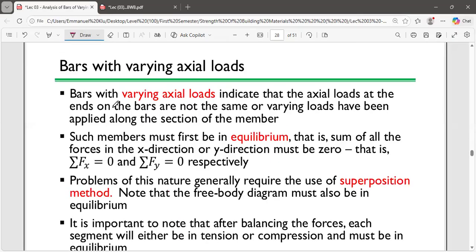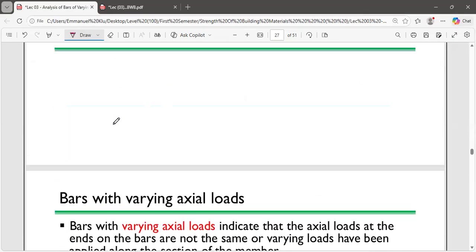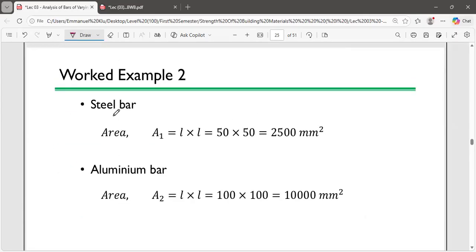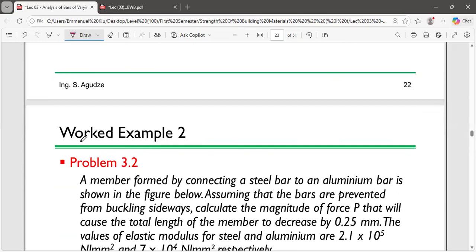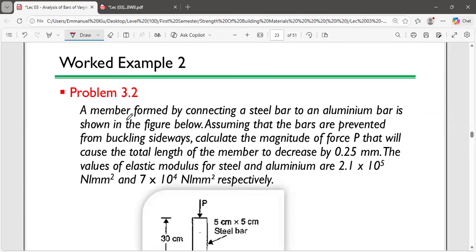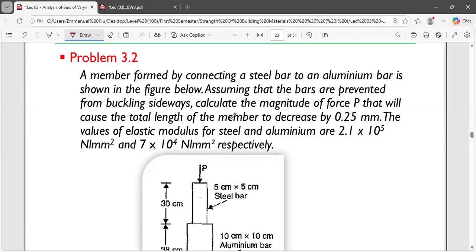Or better still, even before this, look at this question over here. This problem 3.2 says that a member formed by connecting a steel bar to an aluminum bar is shown in the figure below. Assuming that the bars are prevented from buckling sideways, calculate the magnitude of force P that will cause the total length of the member to decrease by 0.25.